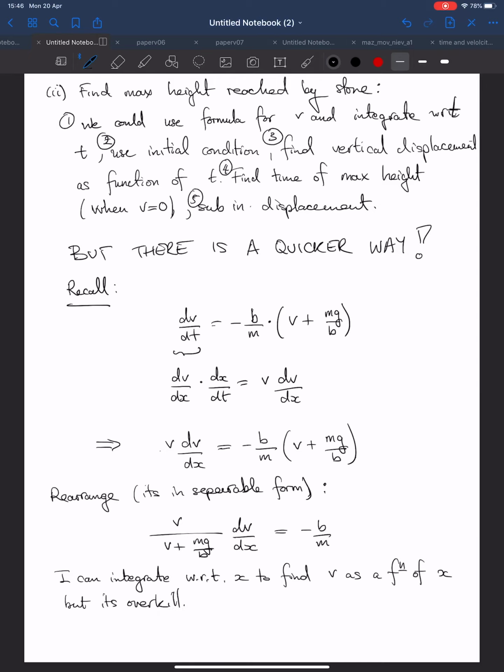So, why is it overkill? Well, we just need a value for max height. By the way, I used x. That's terrible. Can I just adjust this? It should be y. Why? Because y is our coordinate that points upwards, our variable for upwards displacement. So I just replace x by y. Okay. So we simply need to find the max height.